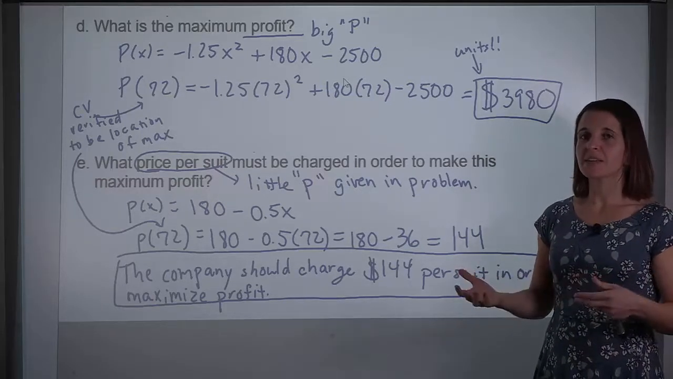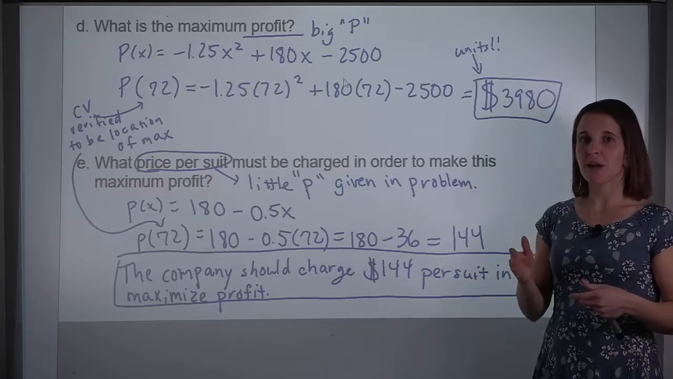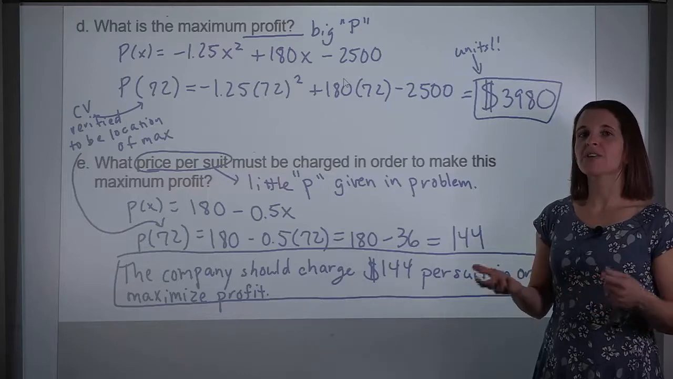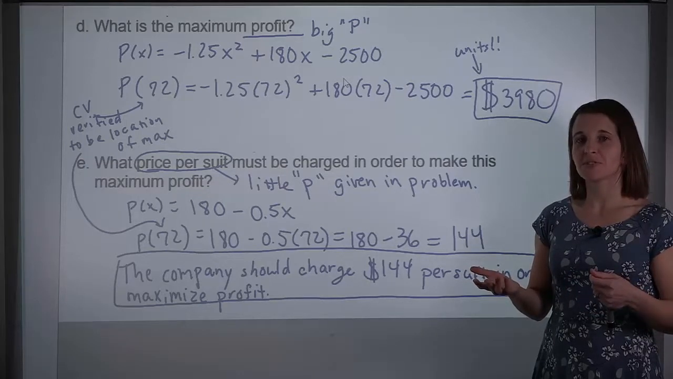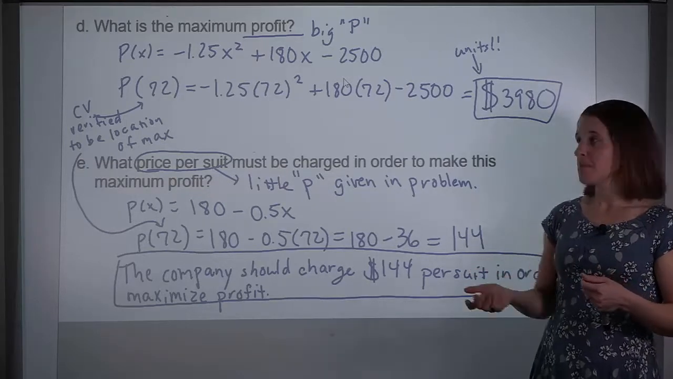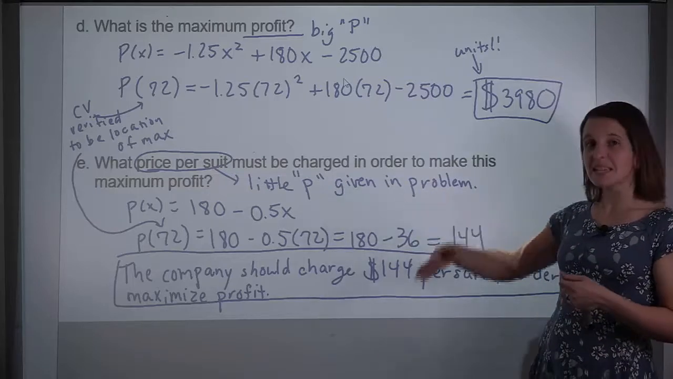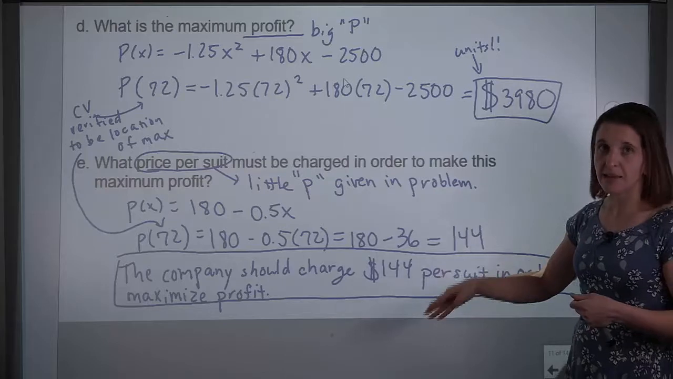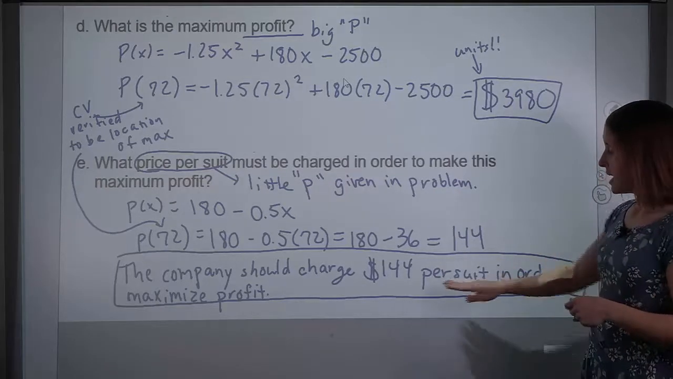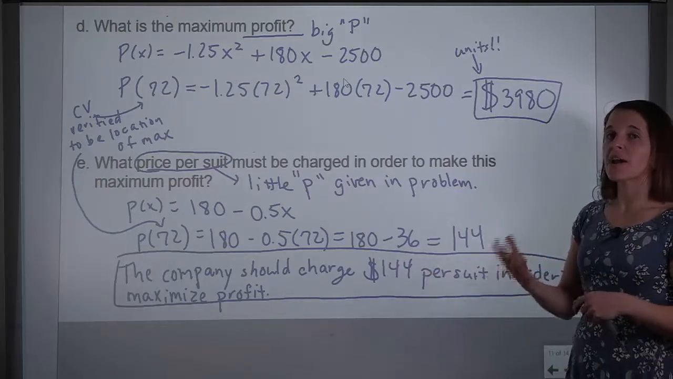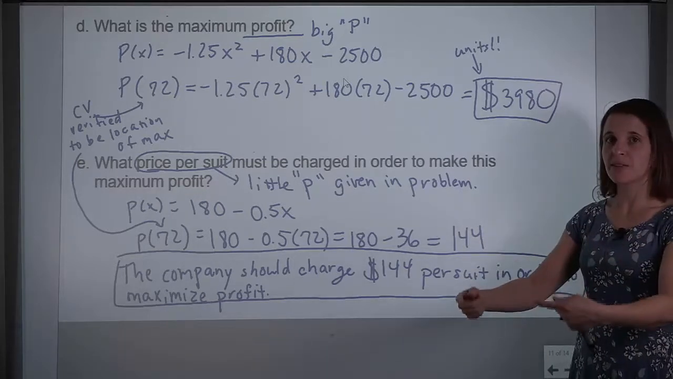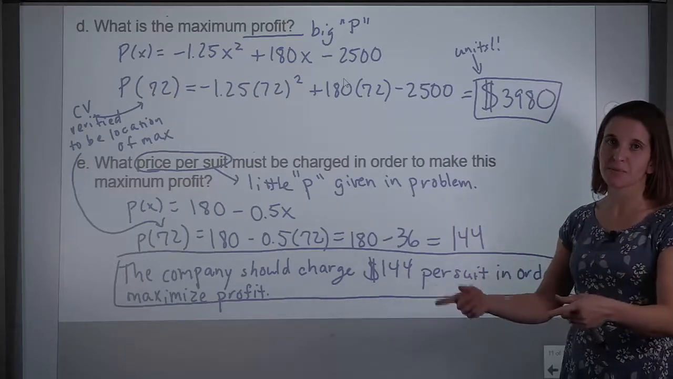So that's great that you think that you'll maximize your profit for the week, month, whatever it is, if you sell 72 suits, but how can you ensure that you're going to sell 72 suits? It's all about the pricing and the demand. So this really is a very real application where I say, okay, if I price it at 144, I think I'm going to get the right amount of demand such that I will sell 72 suits so that I can maximize profit.